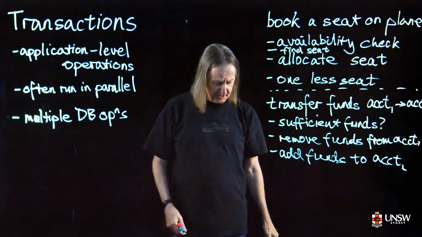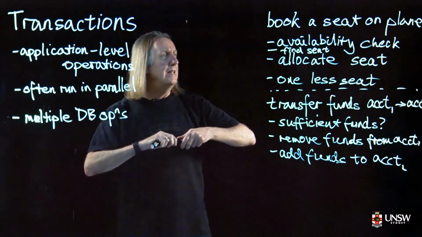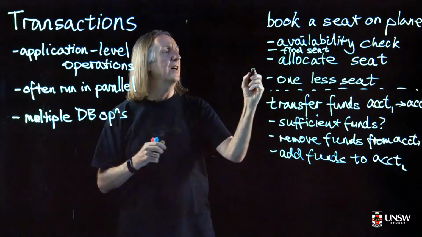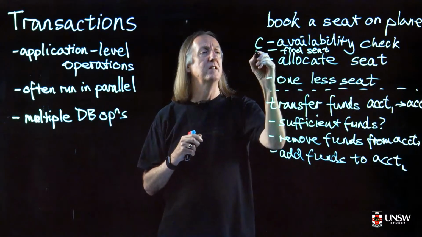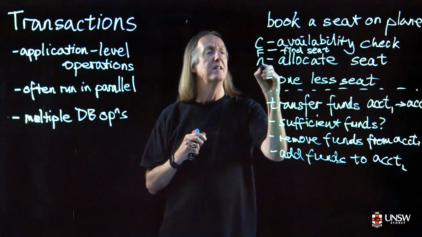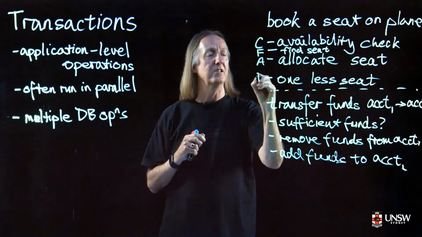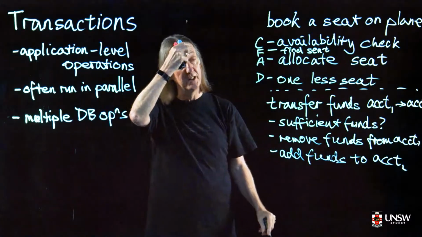Okay, so that's okay as far as it goes. Let's take a look, however. Let's call this operation here C for check. Let's call this one find. Let's call this one allocate, and let's call that one decrement. So reducing the number of seats by 1.